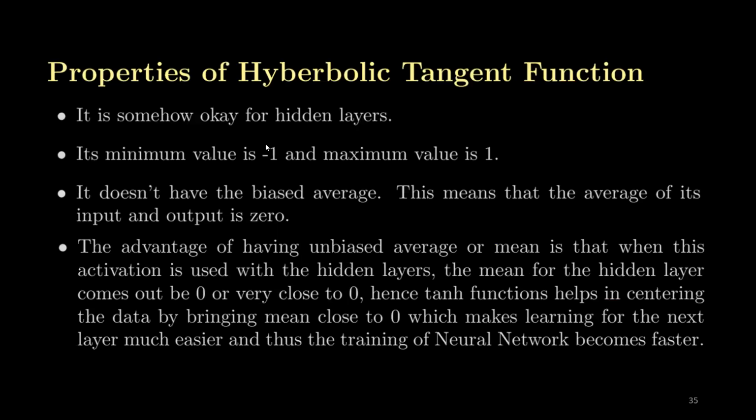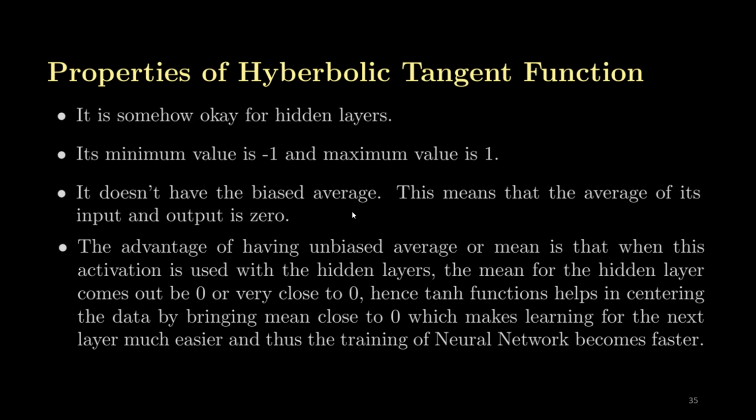So these are other properties of the hyperbolic tangent function. It is somehow okay for the hidden layer. So why is it not good for the hidden layer? We will discuss it very soon. Its minimum value is -1 and maximum value is +1. It doesn't have the biased average. This means that the average of its output is 0.